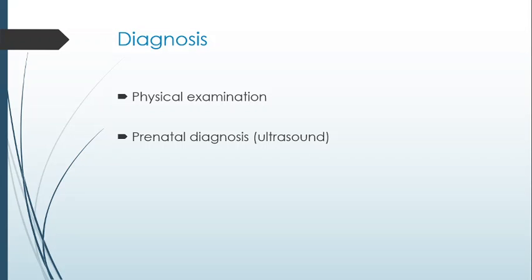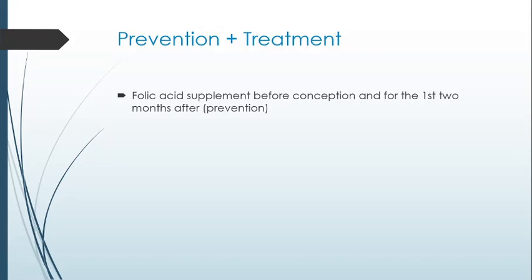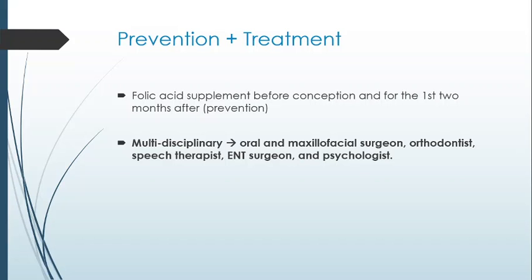How can we diagnose these abnormalities? It's mainly by physical exam, but today we can use ultrasound prenatally for early detection. How can we prevent and treat these abnormalities? We can prevent it by folic acid supplement before conception and for the first 2 months after. Regarding the treatment, it's mainly multidisciplinary, including oral and maxillofacial surgeon, orthodontist, speech therapist, ENT surgeon, and psychologist.